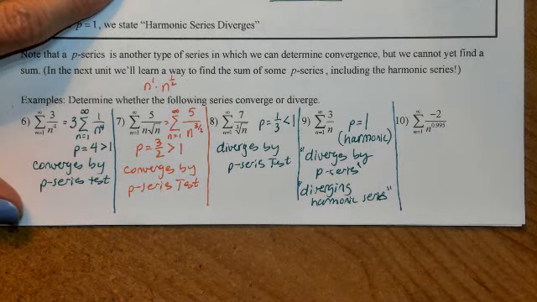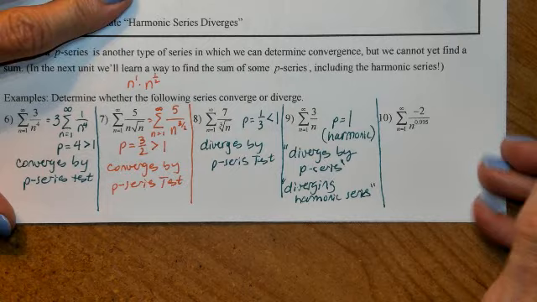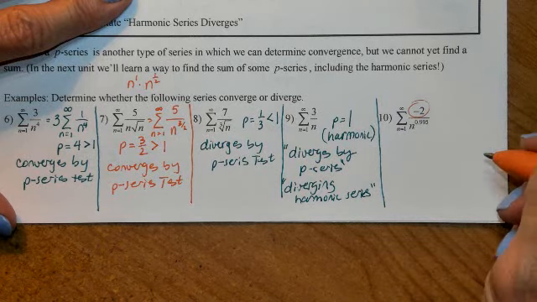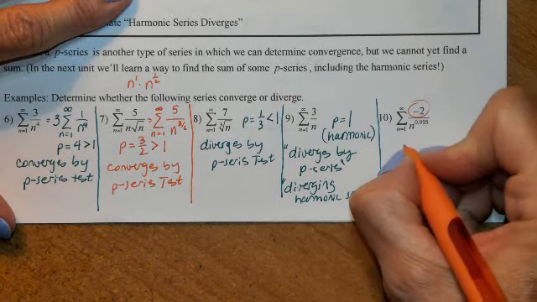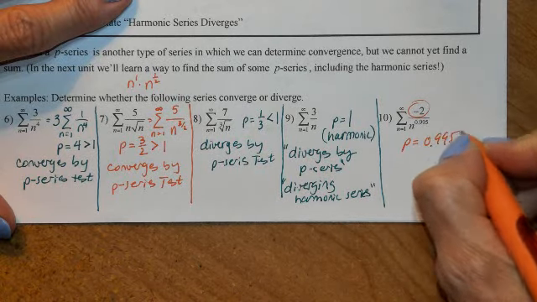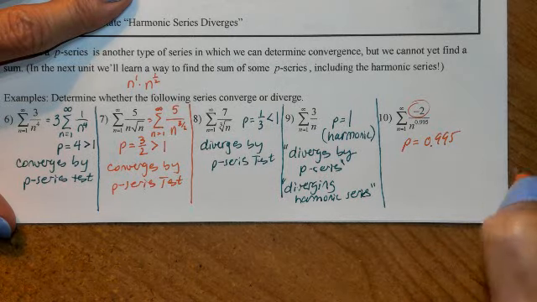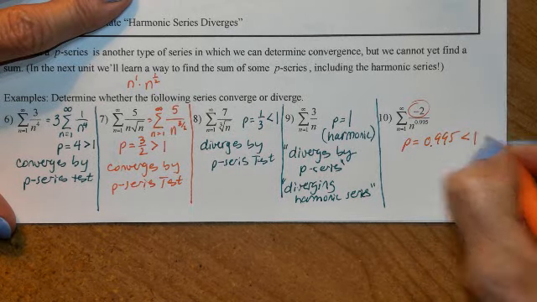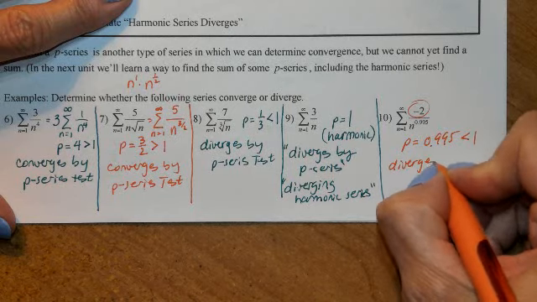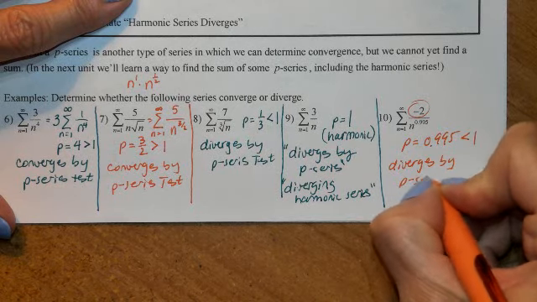All right, one more over here. It's another p-series. Again, the -2 does not matter. You can just take it out. If it's just a number, you can just factor it out. Okay? It's another p-series. P is 0.995. How does that compare to 1? Well, it's less than 1. So this series diverges by p-series test.